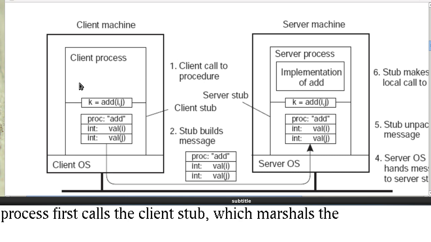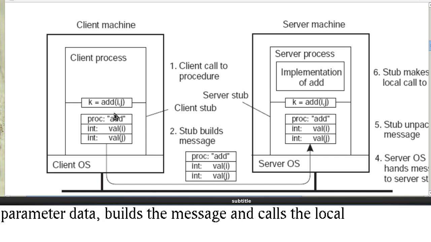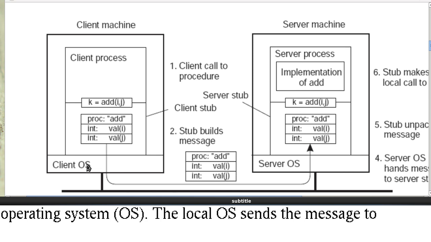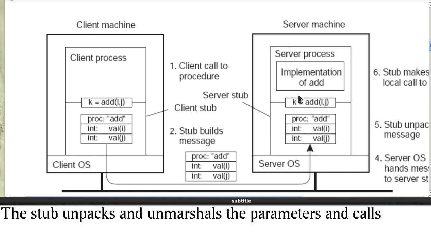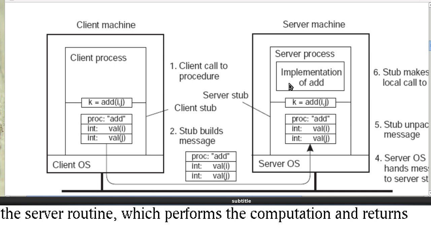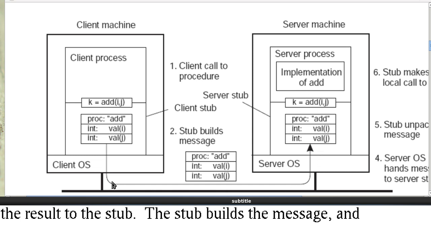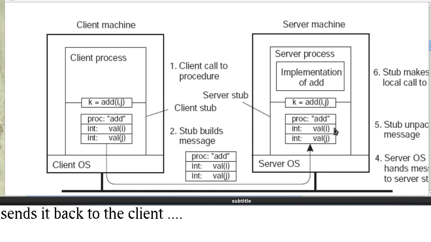The client process first calls the client stub, which marshals the parameter data, builds the message, and calls the local operating system, OS. The local OS sends the message to the remote OS, which gives the message to the server stub. The server stub unpacks and unmarshals the parameters and calls the server routine, which performs the computation and returns the result to the stub. The stub builds the message and sends it back to the client, and so on.